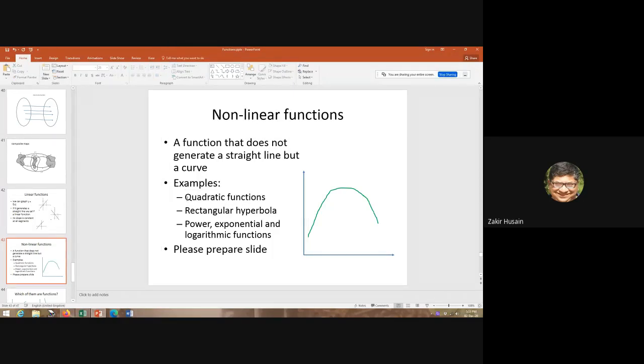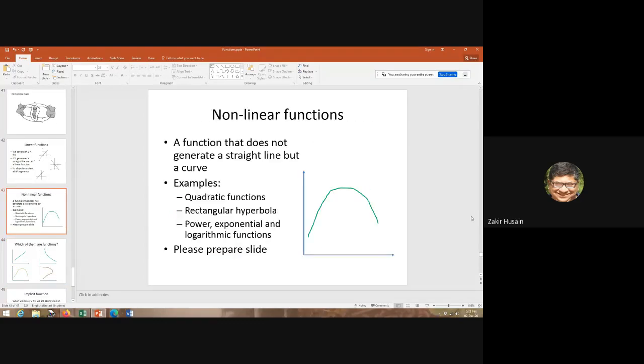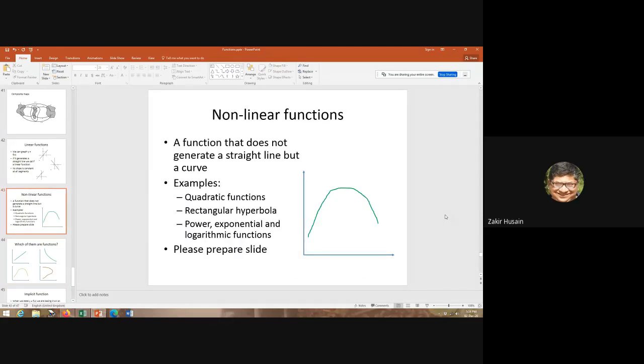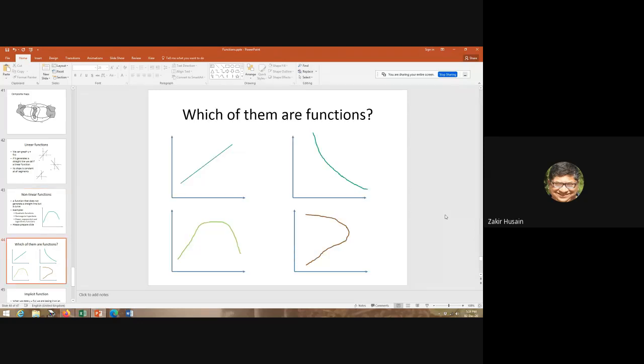So each of you will prepare, using Hoist book, one or maximum two slides on your given topic, and you will be the teacher. Okay. So you can see which of them are functions. Next class, I'll tell you at the end, but you will get plenty of time. Don't worry.